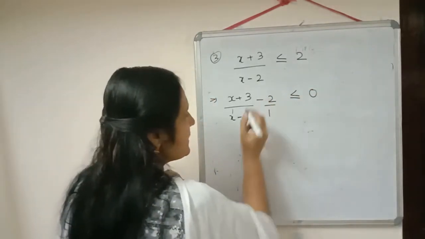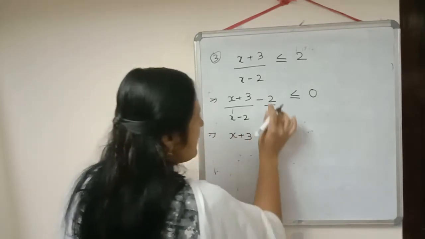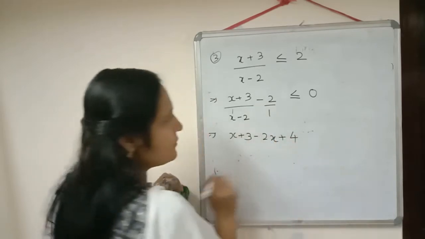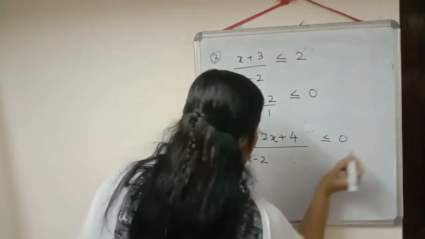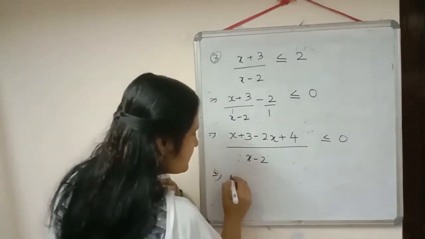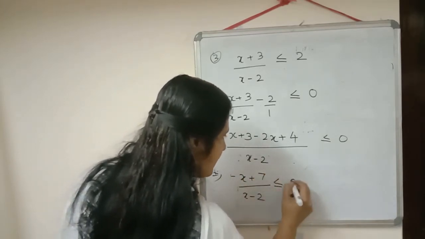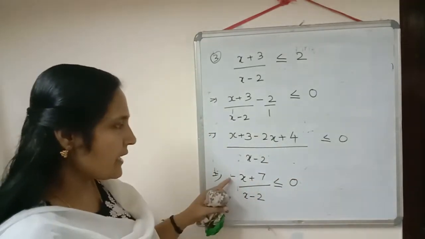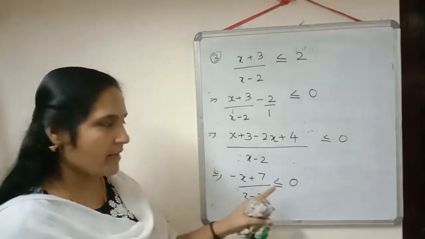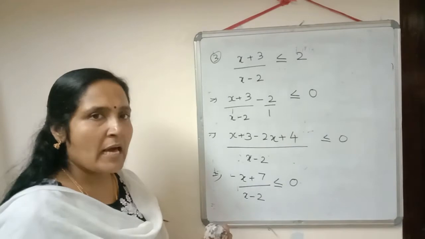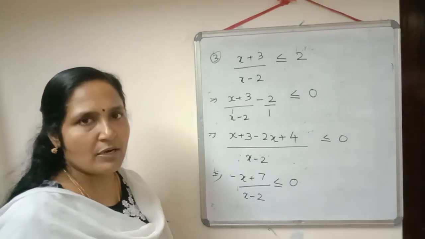Now we will do the cross multiplication. Then we will get here x + 3 - 2(x - 2), and minus 2 into minus 2 will be plus 4, over x - 2, less than or equal to 0. x - 2x will be minus x, so (-x + 7)/(x - 2) less than or equal to 0. If you want to take the negative sign outside, you can take. In that case, it will become x - 7, and when you shift the negative sign to the right hand side, it will become (x - 7)/(x - 2) greater than or equal to 0.